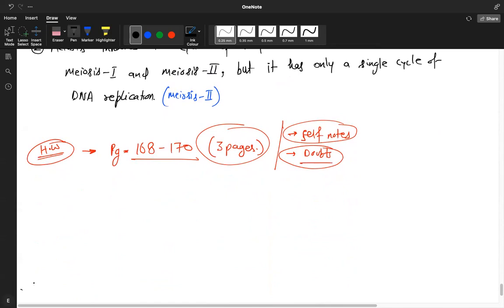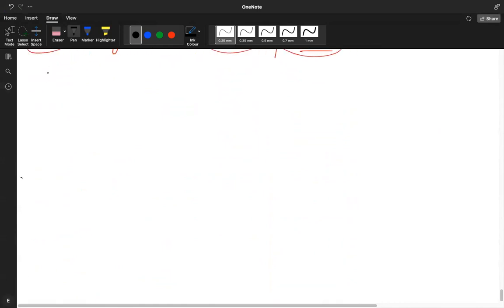So, sorry. Yes, you can see the screen, right? So you have made your notes of meiosis, right?